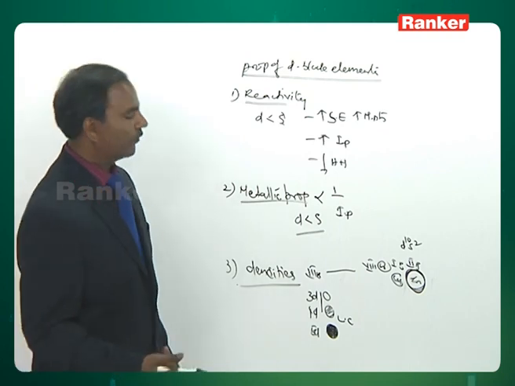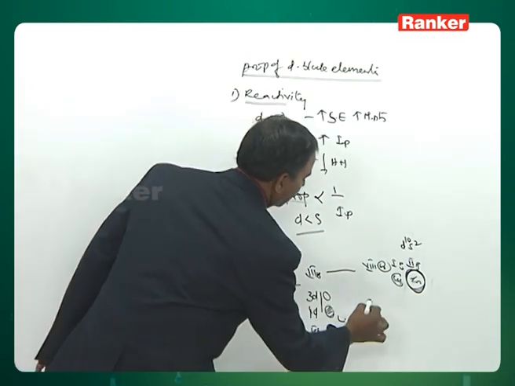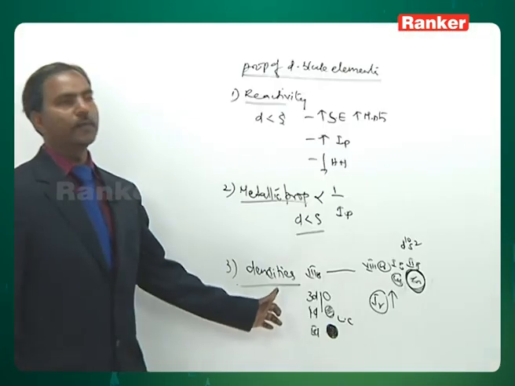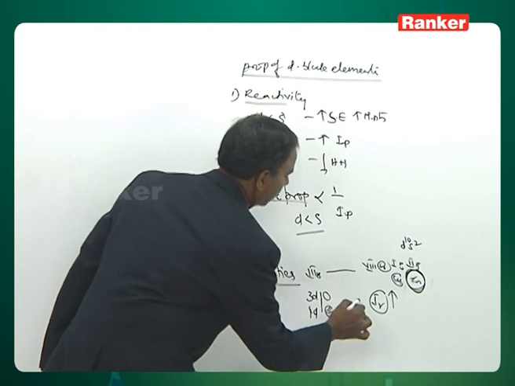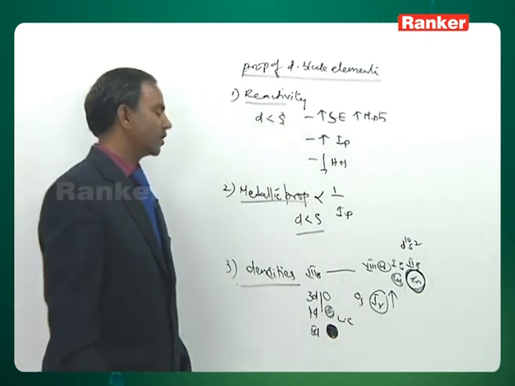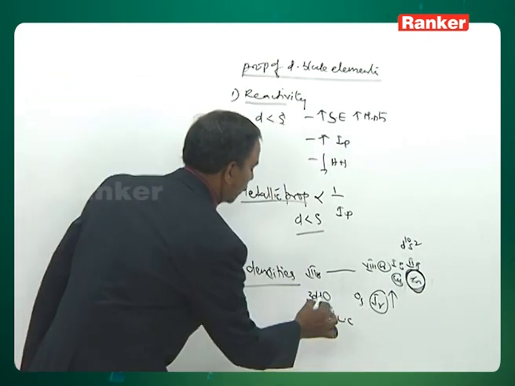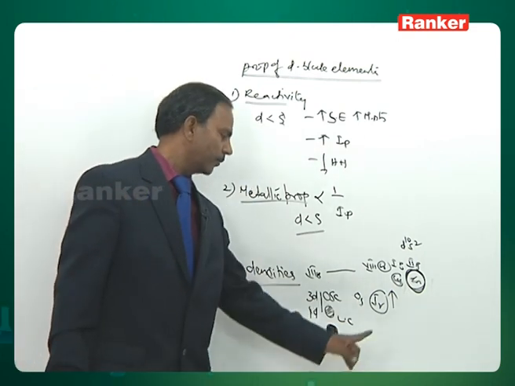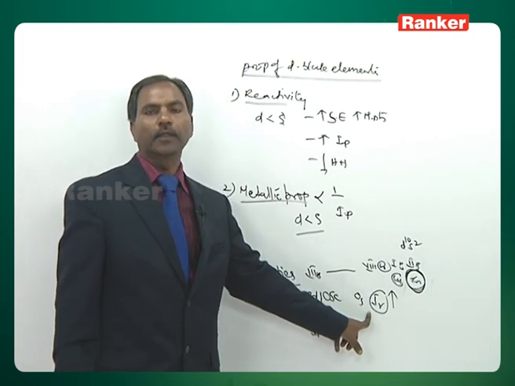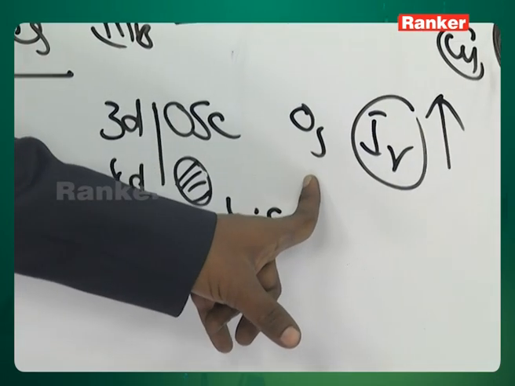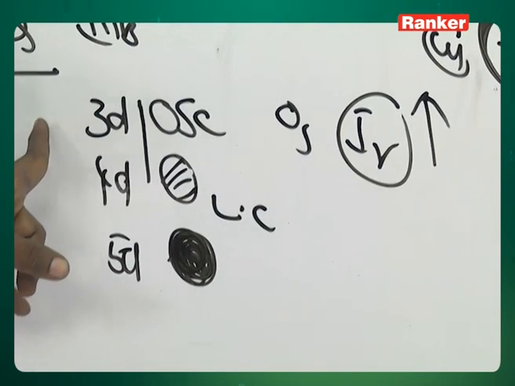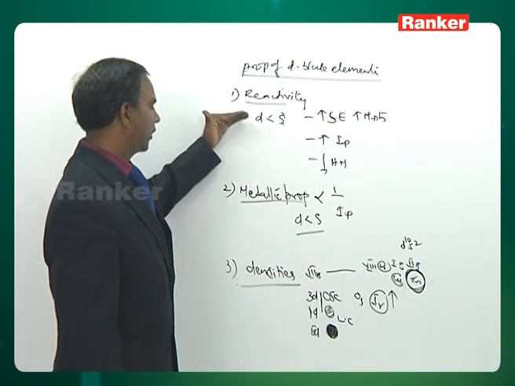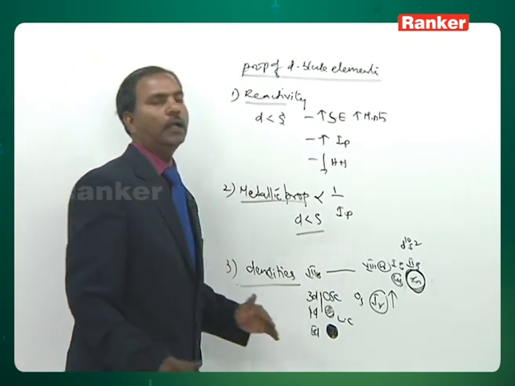Next, among all the d-block elements, remember iridium is having the highest density. The second element is osmium, and scandium is having the lowest density. Once again I am repeating: among all the d-block, iridium is having the highest density, second is osmium, and the lowest density among the d-block is scandium. This is about reactivity, metallic property and densities.